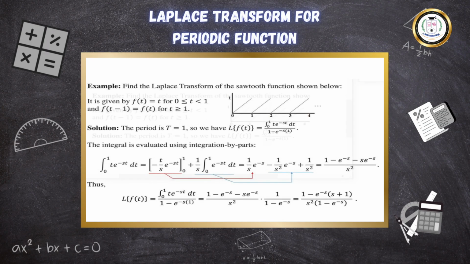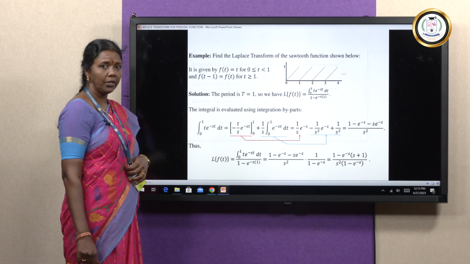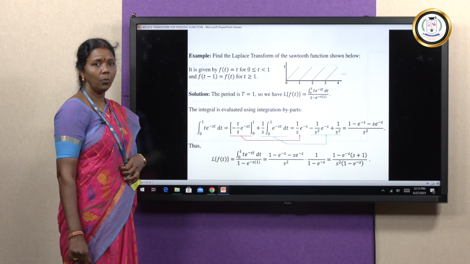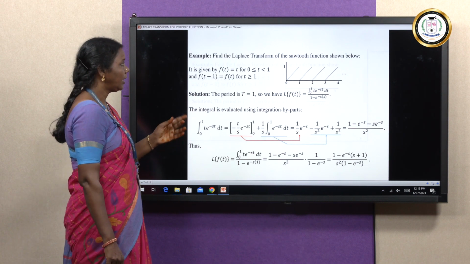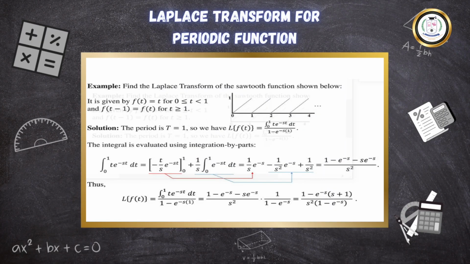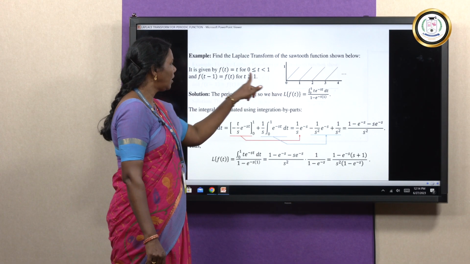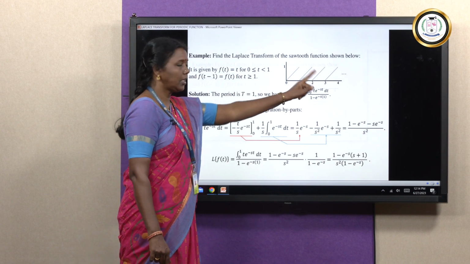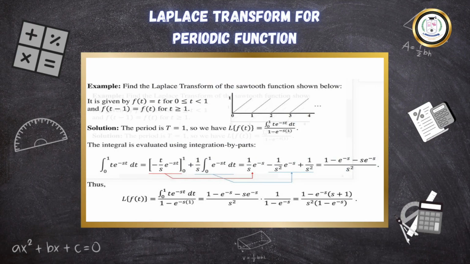Now, we will proceed with the problem. It is defined as f(t) equal to t for the interval 0 less than or equal to t less than 1, and it is a periodic function with period 1. So, it is repeated again and again, and that curve is called the sawtooth function. That is what is given here as the diagram. When I substitute the t value it is 1, and it is repeated here. The period is T equal to 1.